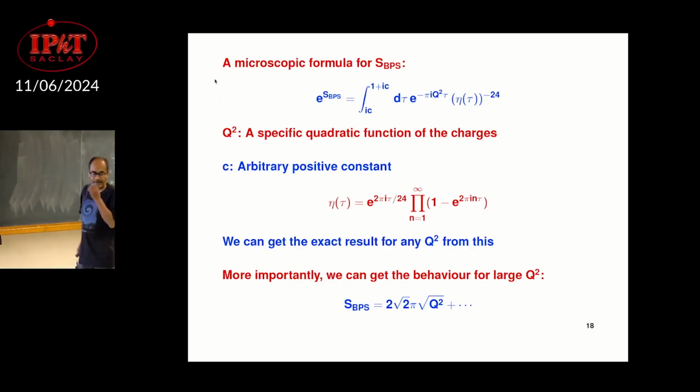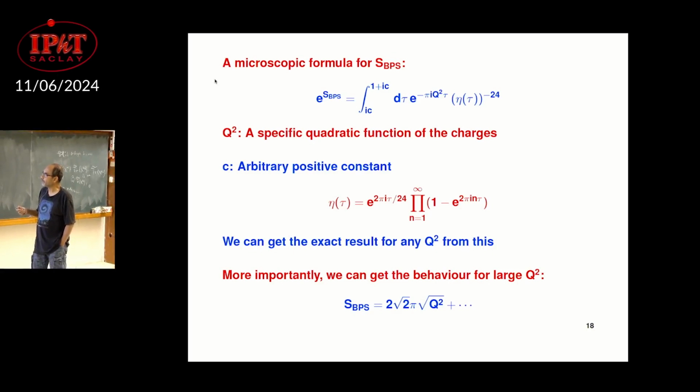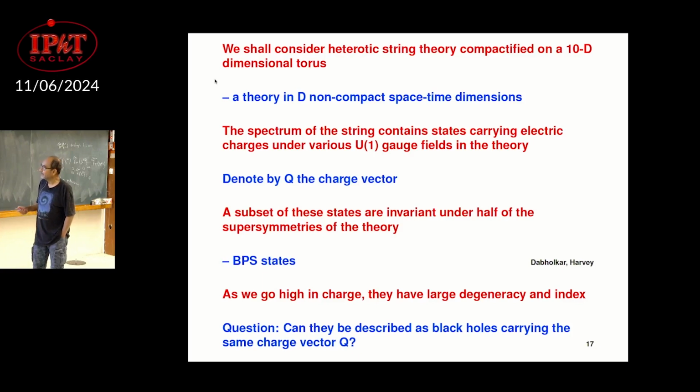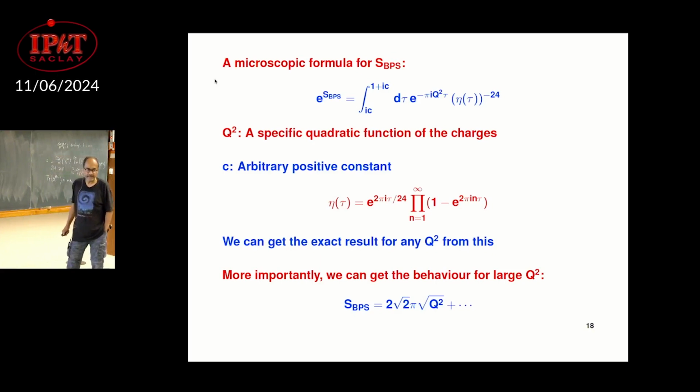First, let me give the microscopic formula for S_BPS, because it's very explicitly known. Here is the formula for S_BPS. C is just some arbitrary positive constant; the result doesn't depend on C. And Q squared is a particular quadratic function of the charges, a T-duality invariant combination of the charges. Right now it's enough to know that it's quadratic in charges.